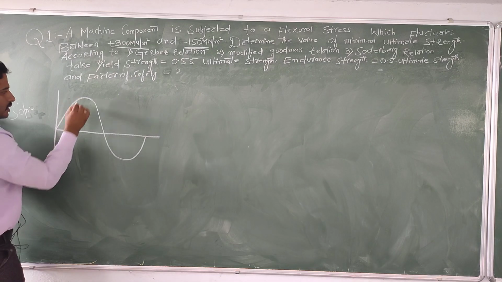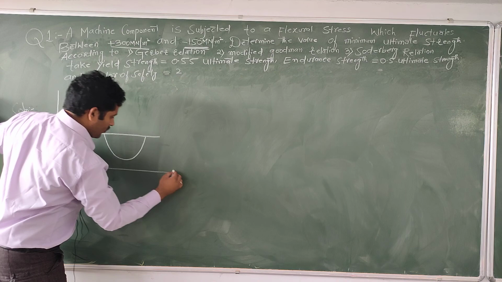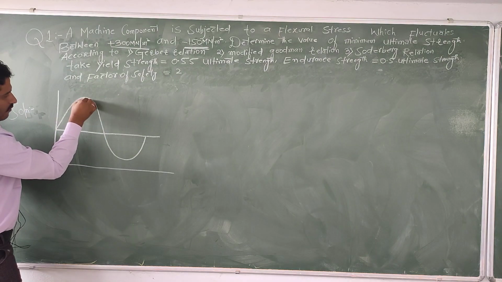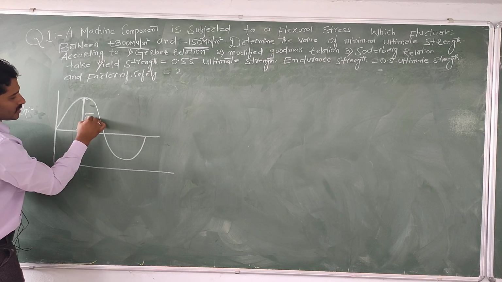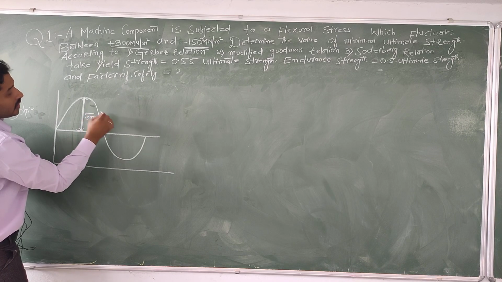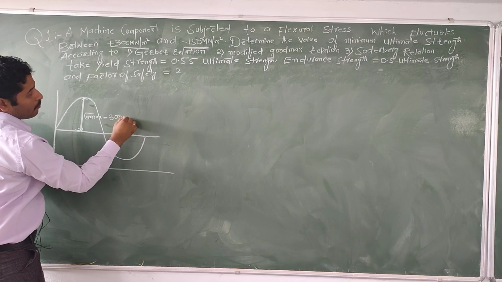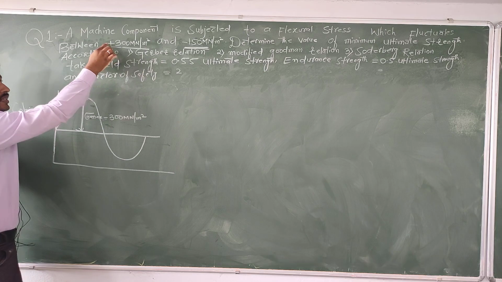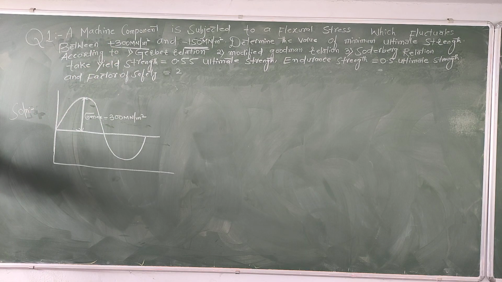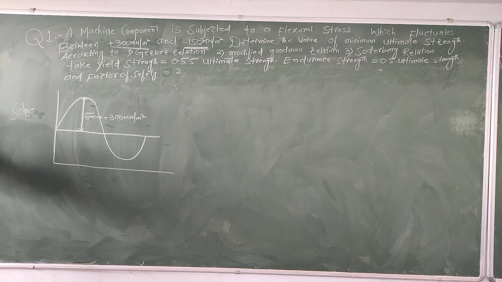So here I will represent the maximum stress as sigma max. Maximum stress is 300 mega Newton per meter square. What is the nature? The nature is positive. The positive indicates that a tensile force is acting on the material.